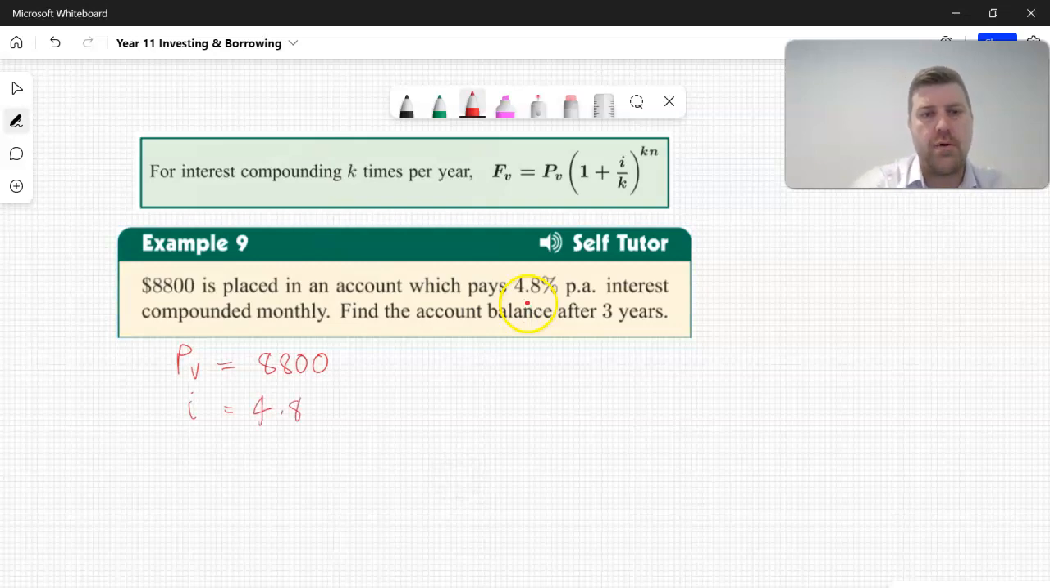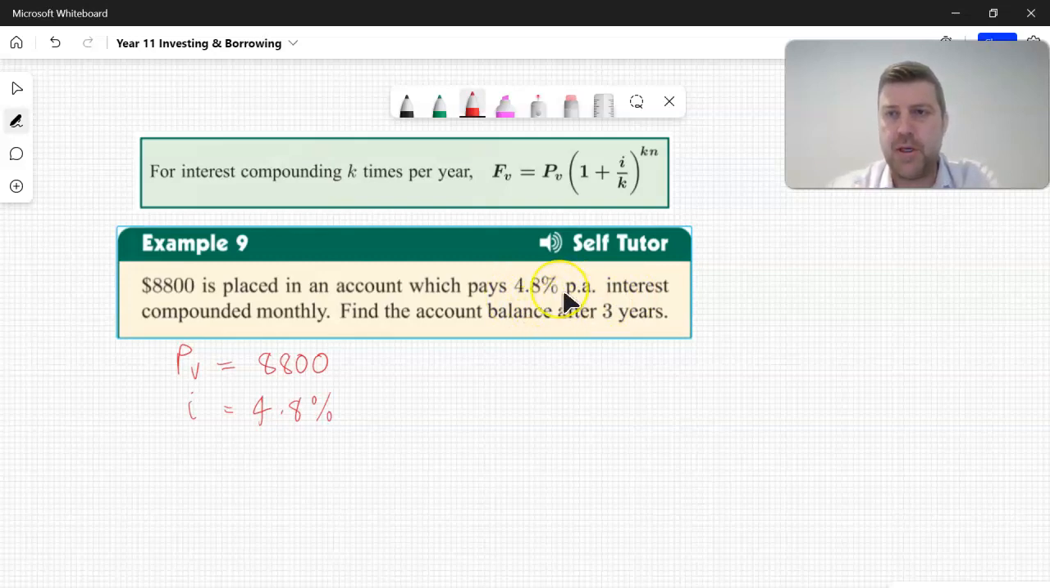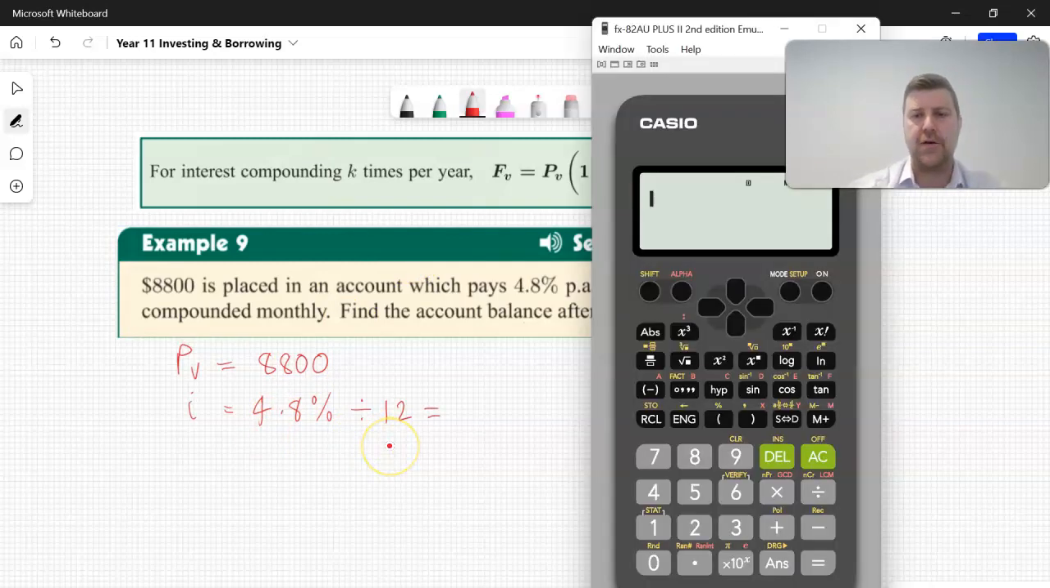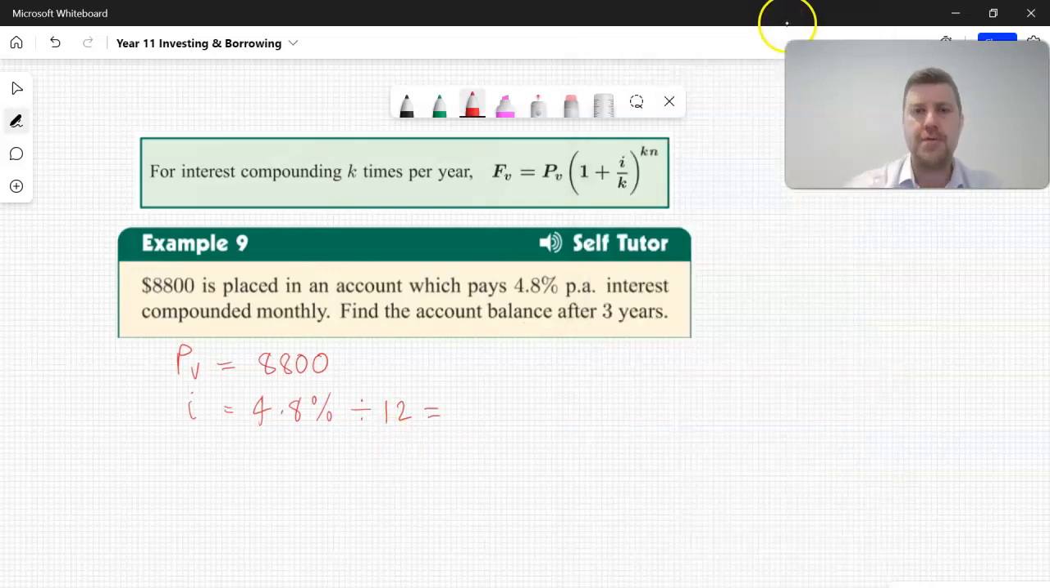Now, what we're actually going to do with that 4.8%, which is per annum, per year, is to break it down into an interest rate per month, because in this example, it's compounded monthly. So basically, my value of K is 12. So I'm dividing here by 12. So 4.8% divided by 12. Okay, so if you need to get your calculator out and do 4.8 divided by 12, 0.4. Now that's 0.4% per month, basically.